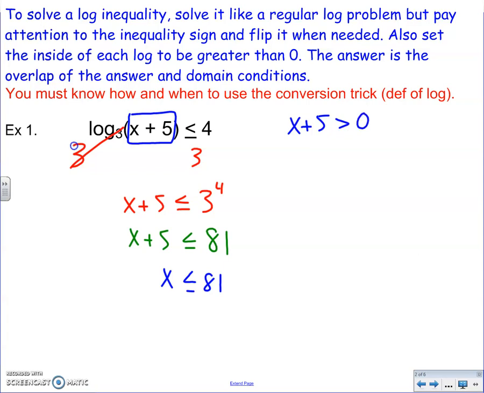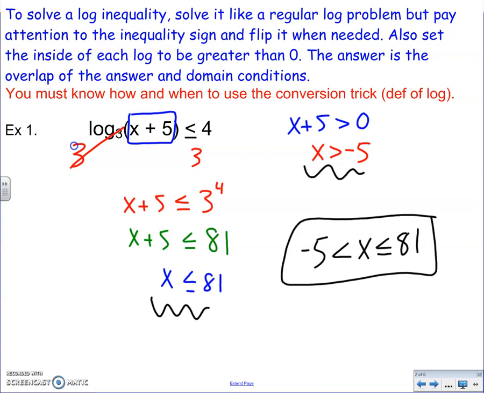So when I solve that, I subtract 5 both sides. I have x must be greater than negative 5. That's the lowest it could be. Again, it can't be equal to negative 5 because negative 5 plus 5 is 0. It can't log 0. So we're going to combine those two to overlap. Everything bigger than negative 5 with everything less than or equal to 81. That's the and in compound inequality. So negative 5 less than x less than or equal to 81. That is our answer. Anything in there will make the original inequality true. Anything outside of that will either be undefined or it will be false.